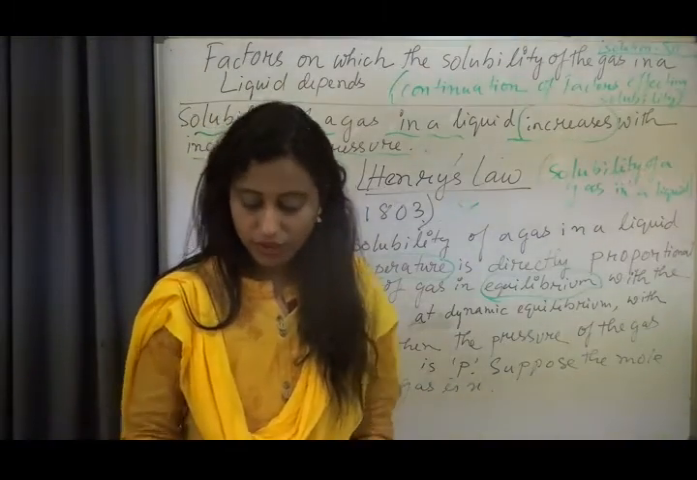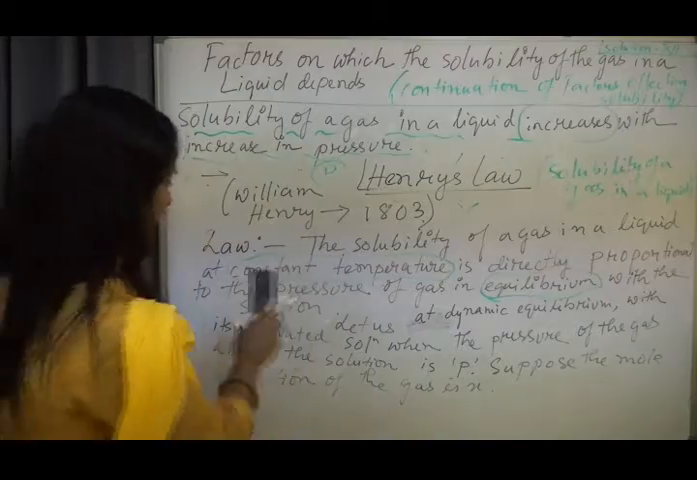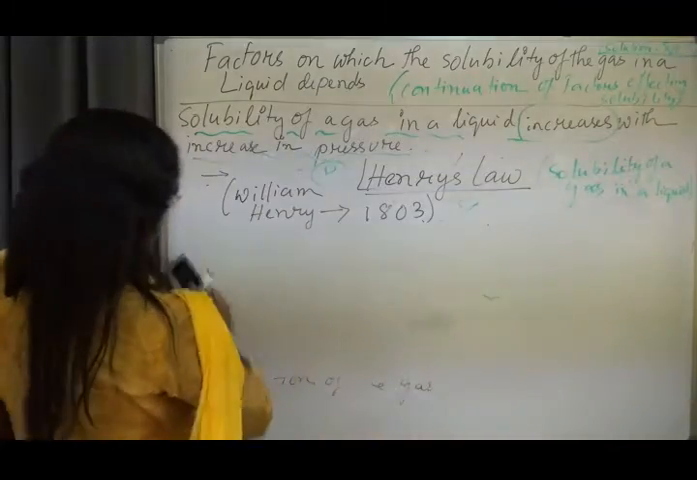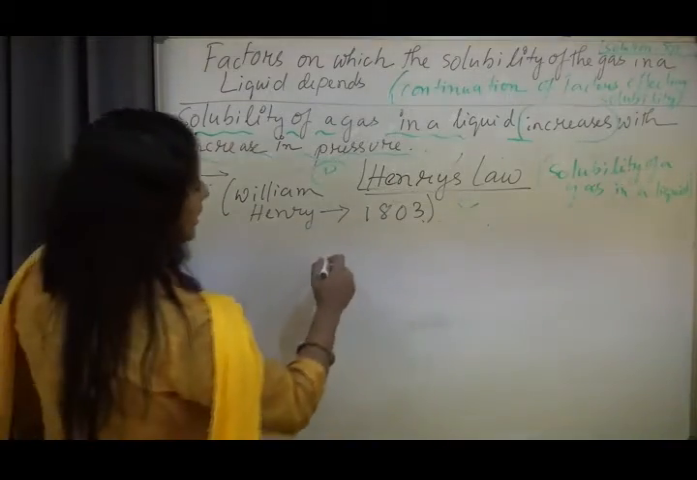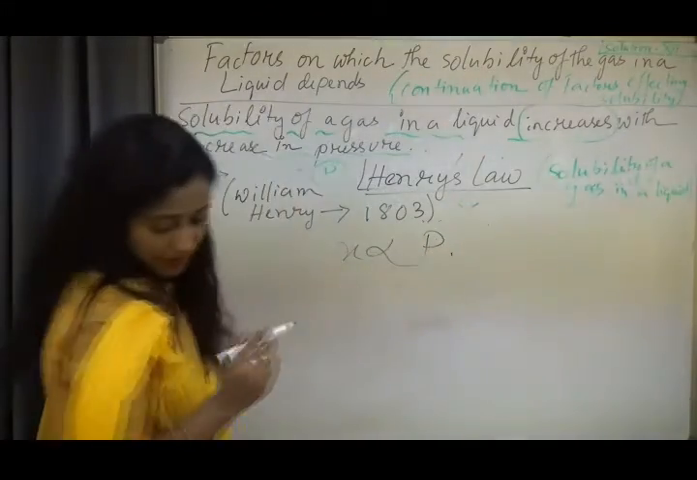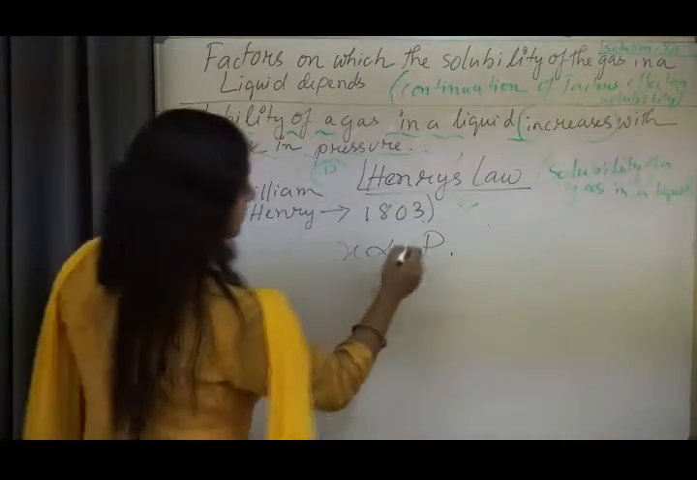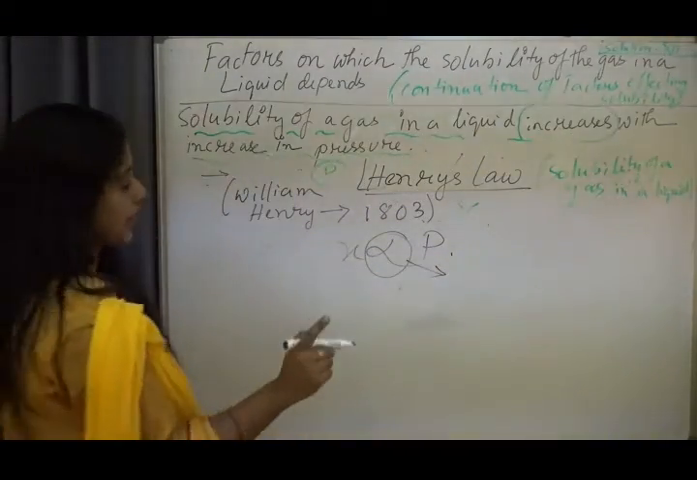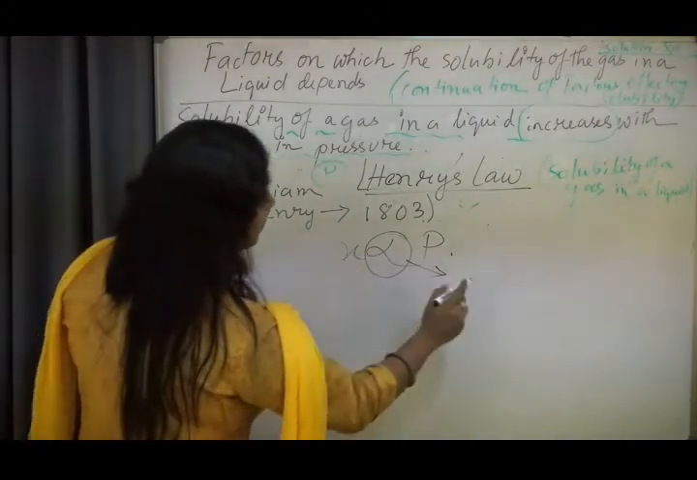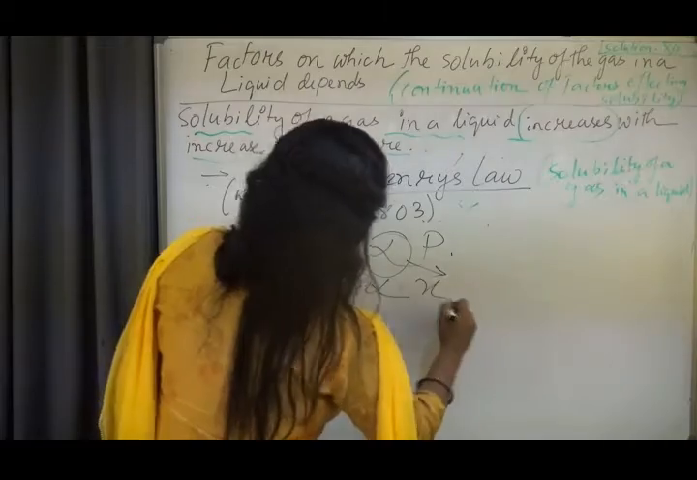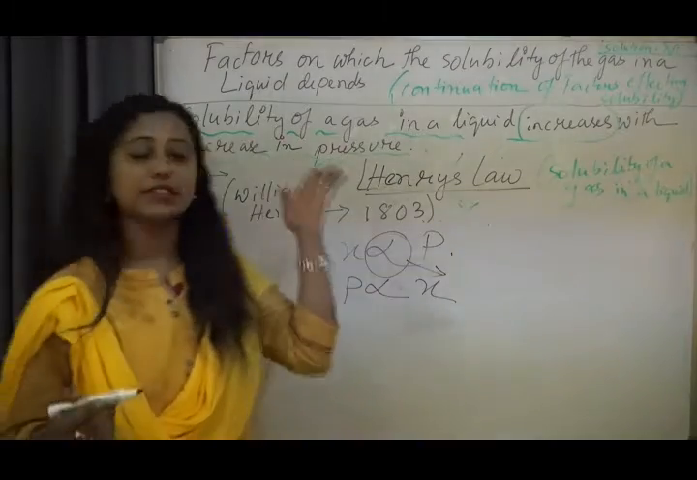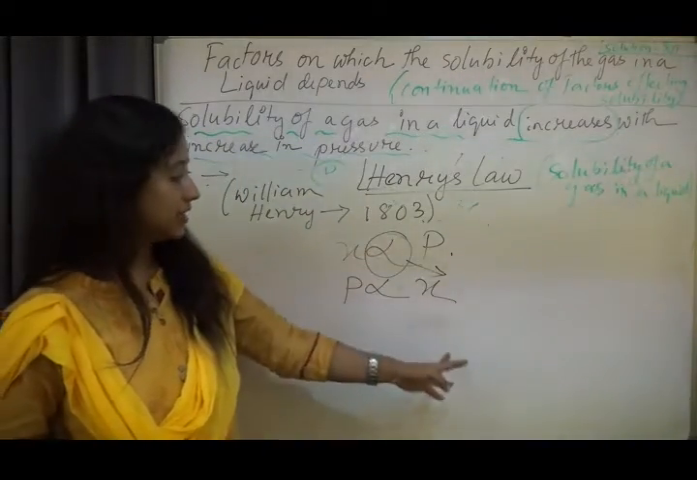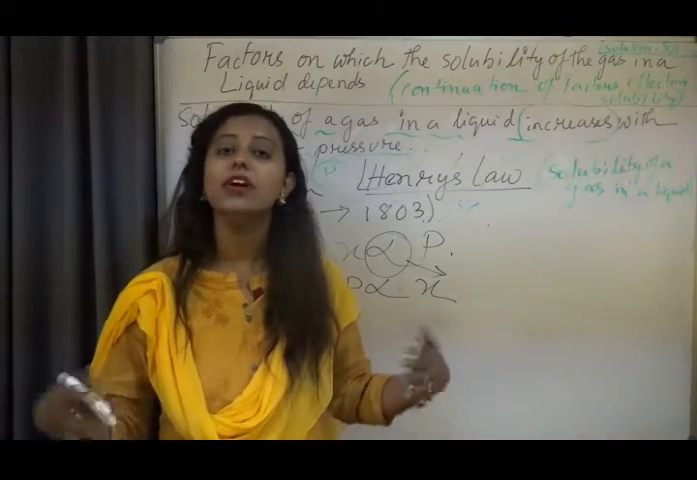So we can write down how Henry's law can be defined. I hope that all of you have written this law in your copies. Henry's law then states that X is proportional to P. All of you know that this is the proportionality sign. So X is proportional to P, or P is proportional to X. As the pressure increases, the mole fraction also increases, and the solubility of the gas also increases.